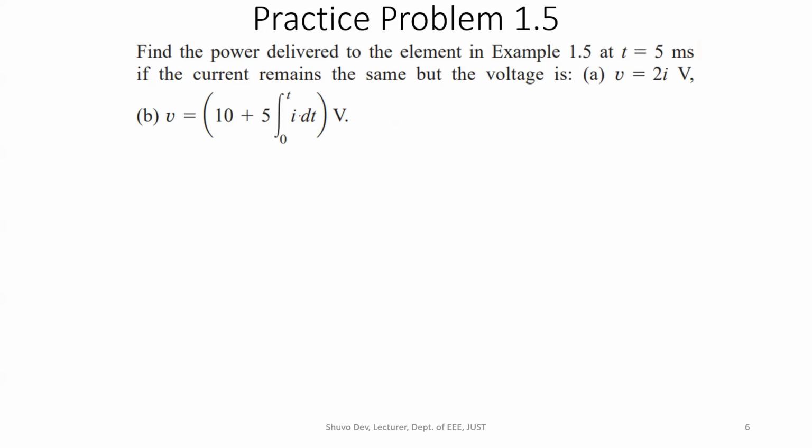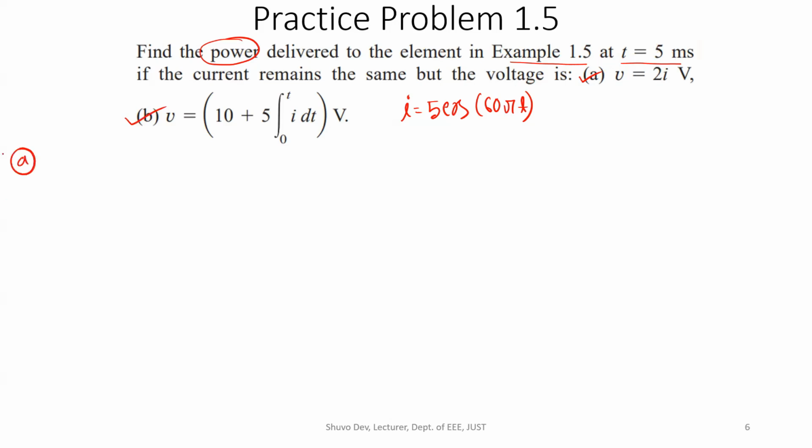So this is very similar to example 1.5. Here we have to find the power. The data, that is current, is the same as example 1.5. The current I is equal to 5 cos 60 pi t. According to this question we have to use example 1.5. In example 1.5 the current is 5 cos 60 pi t and time here is given as 5 millisecond. The current remains the same, but the voltage: first step V is equal to 2I, and for the second step V is this.